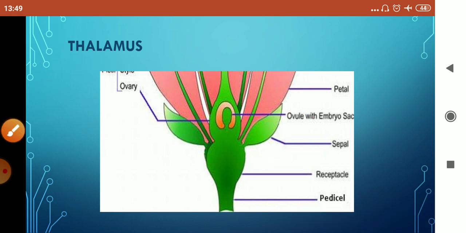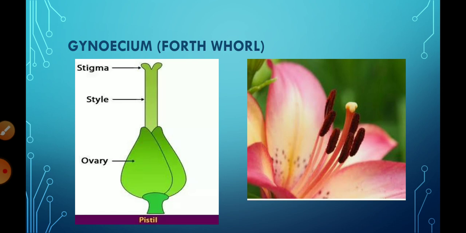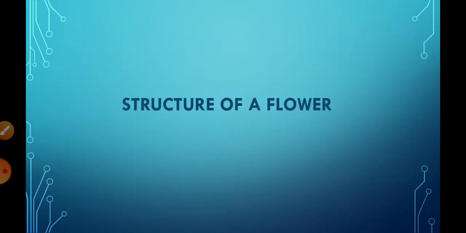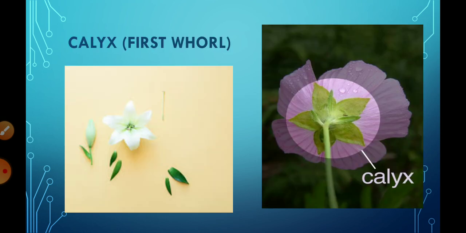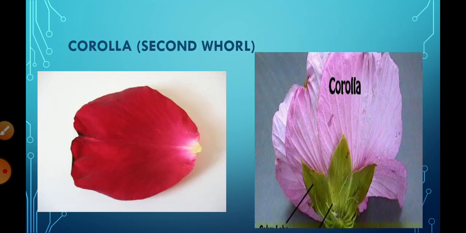So children, this was about the structure of a flower. In this video you have studied the definition of a flower, and after that we came across calyx, the first whorl, the outermost whorl, which is protective in nature when the flower is in bud condition, and because it is green in color it performs the process of photosynthesis. After that the second whorl is corolla. This is the colored part of the flower, and because it is colorful it attracts the insects for pollination.